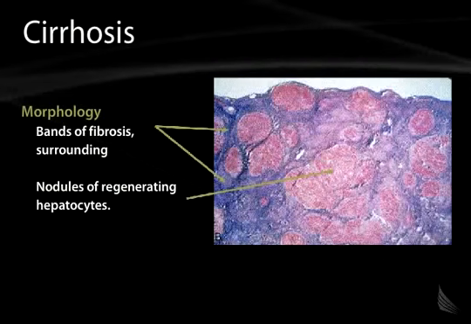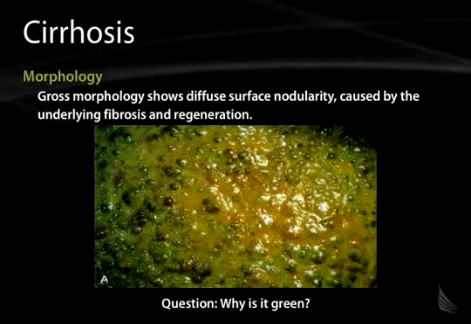This pathologic slide shows the changes found in cirrhosis, including the regenerative nodules, which you can see here in the pink and purple, as well as the dark bands of fibrosis which surround these nodules, which you can see here in the dark purple. This gross specimen shows the surface nodularity, which results from the chronic liver disease and fibrosis and regeneration. You can see that the liver is green because of the underlying cholestasis.